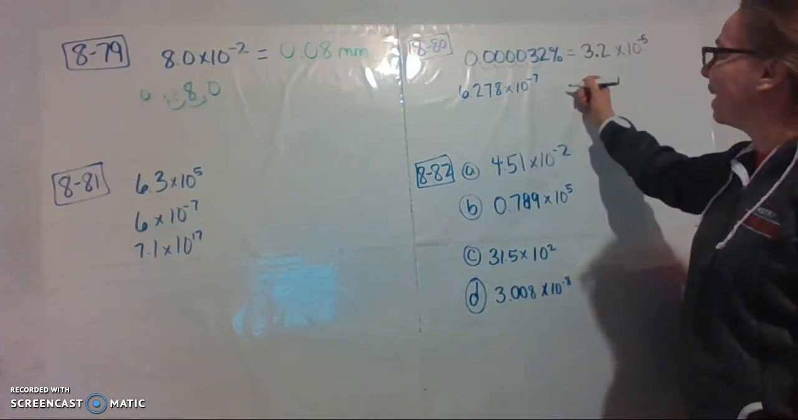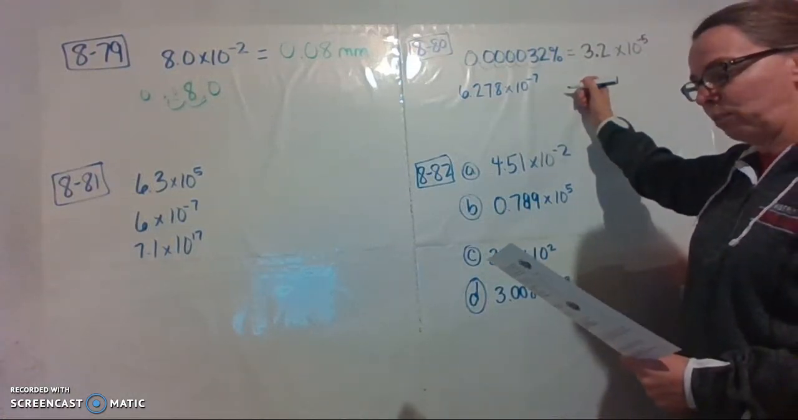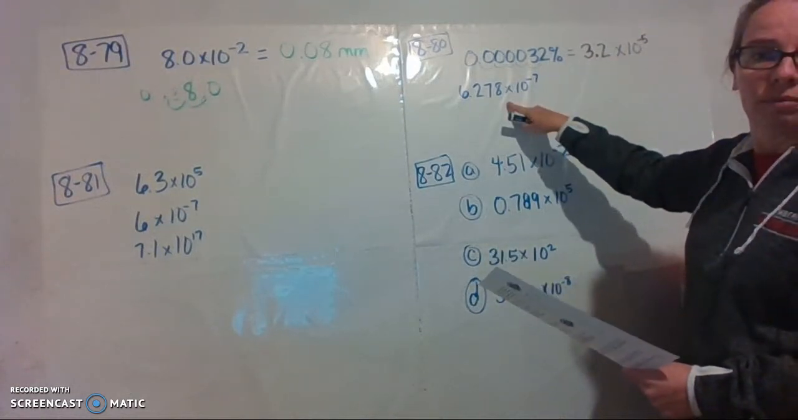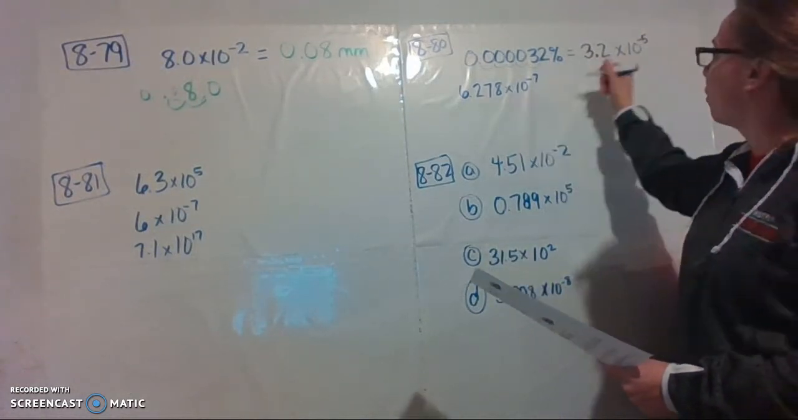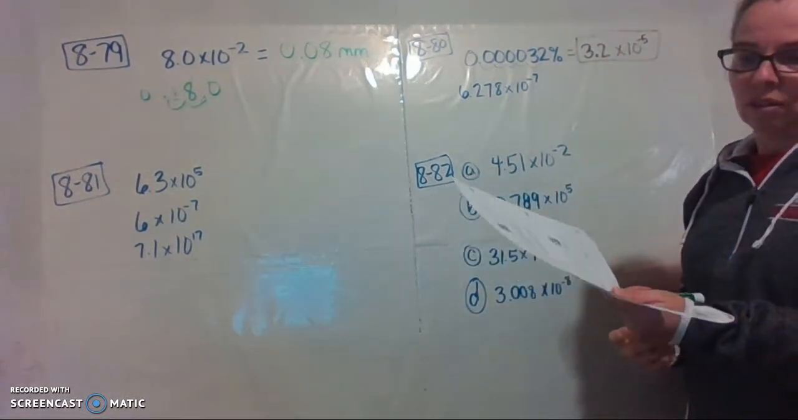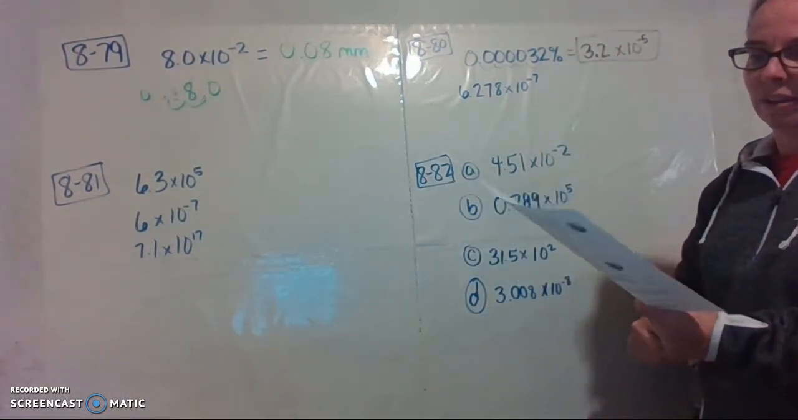So being struck by lightning has a higher probability than winning the lottery ticket. Good luck, ladies and gentlemen. So this is a bigger value. Being struck by lightning, greater chance than winning the lottery.